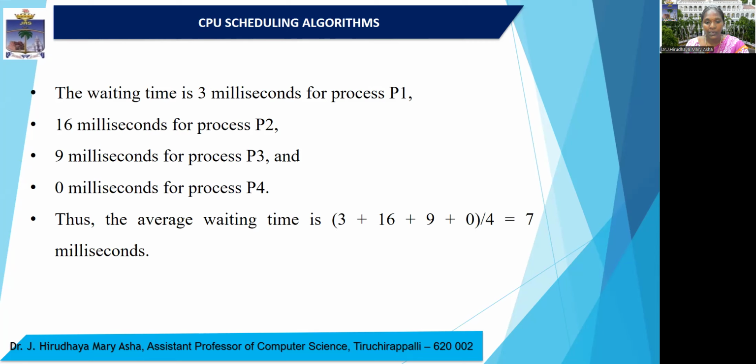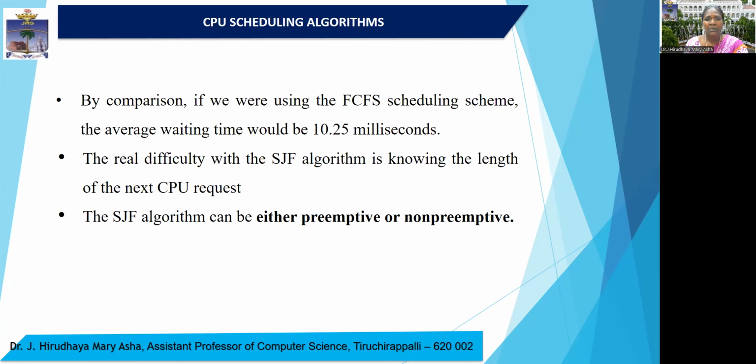Here, the average waiting time is (3 + 16 + 9 + 0) divided by 4, which is equal to 7. Here, 4 means there are 4 processes, so for getting the average waiting time, we have to divide by 4. The average waiting time is 7 milliseconds. By comparing the FCFS policy with the SJF, shortest job first algorithm, the average waiting time is less compared to the FCFS policy.